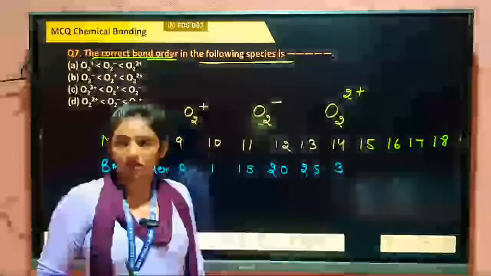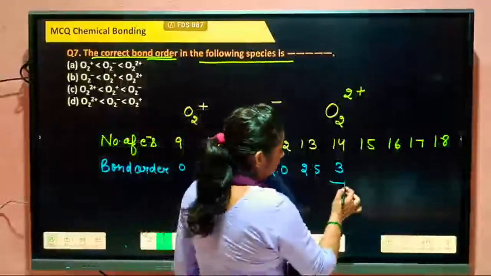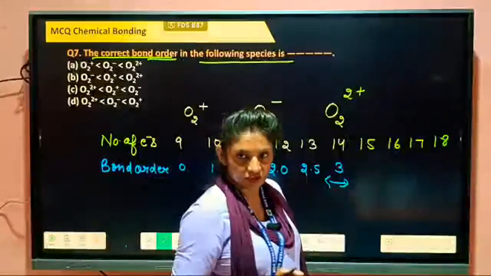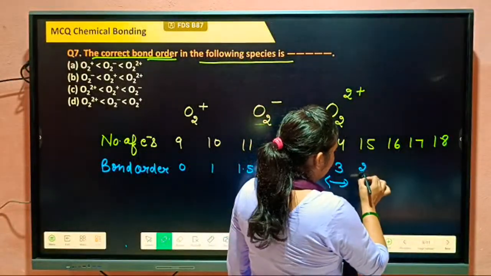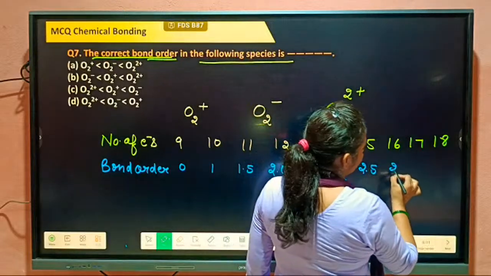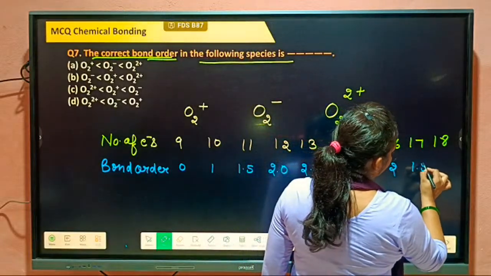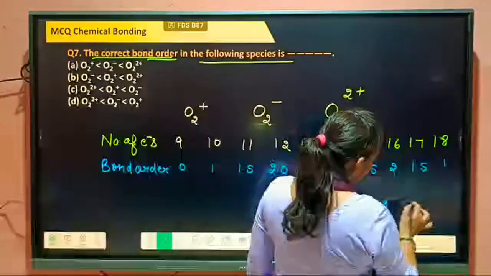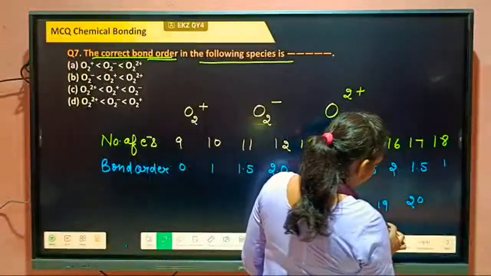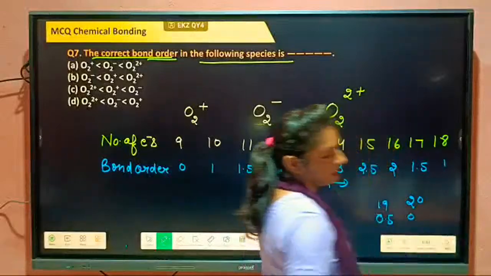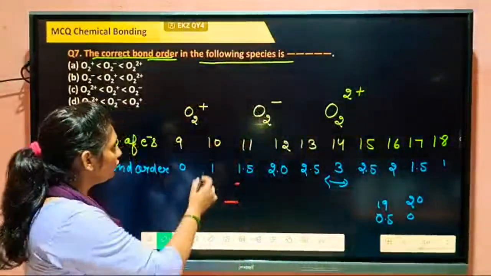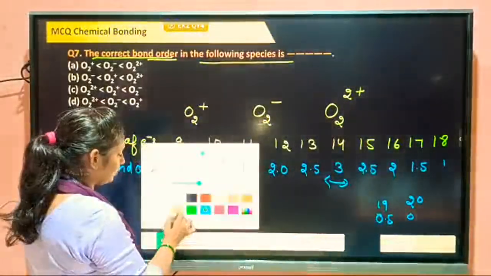After increasing up to 3, you will start to decrease by 0.5. Clear or not? Then 2.5, 2, 1.5, 1, and if electrons are 19, then 0.5, and if it is 20, then it is 0. Clear or not? So here, you will calculate the number of electrons.